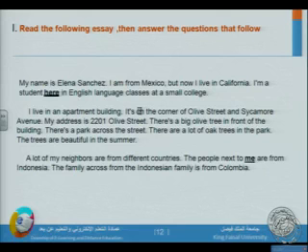Here, read the following essay, then answer the questions that follow. I will read it so quickly and then skim for some of the questions, and I will assign some of them as homework. Let us read together.